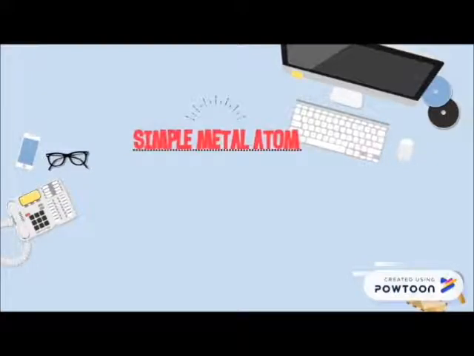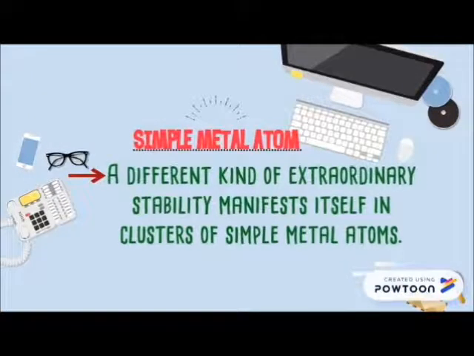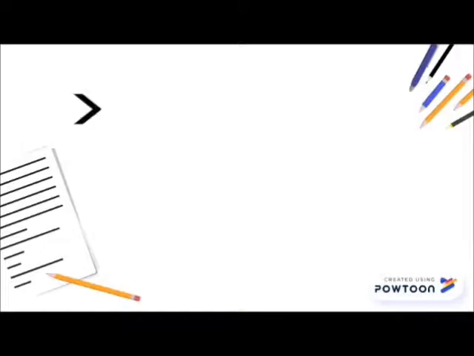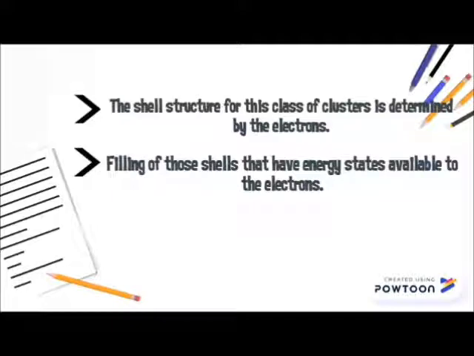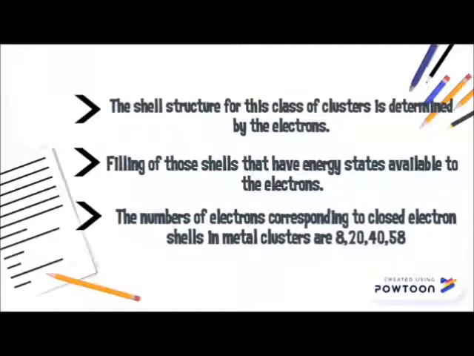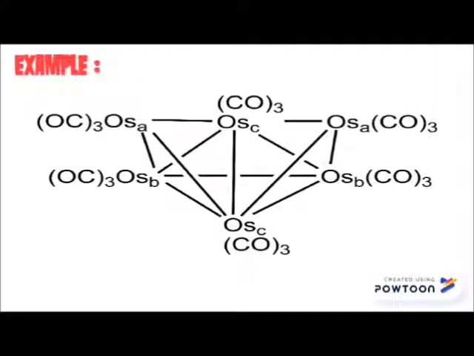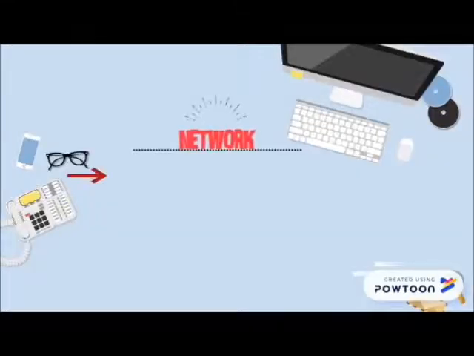Simple metal atoms are defined by a different kind of extraordinary stability that manifests itself in clusters of simple metal atoms. Firstly, the shell structure for this class of cluster is determined by the electrons. Secondly, the filling of those shells that have energy states is available to the electrons. And thirdly, the numbers of electrons corresponding to closed electron shells in metal clusters are 8, 20, 40, and 58. Okay, that is the end of that cluster type.